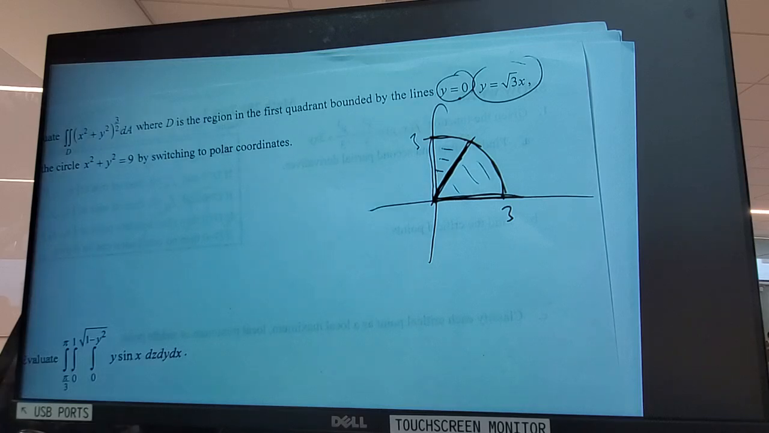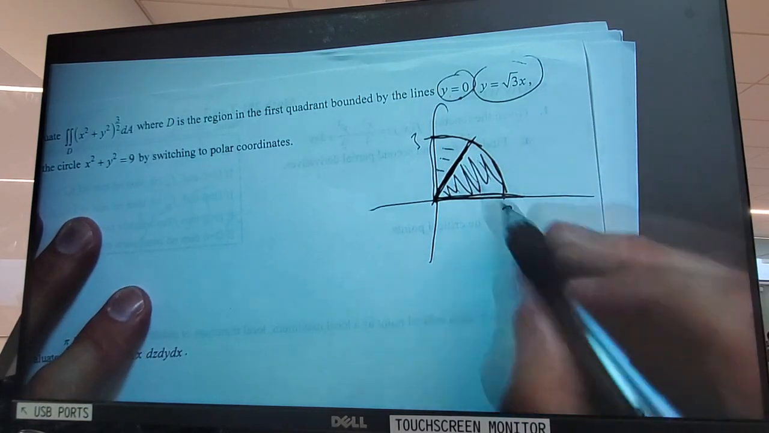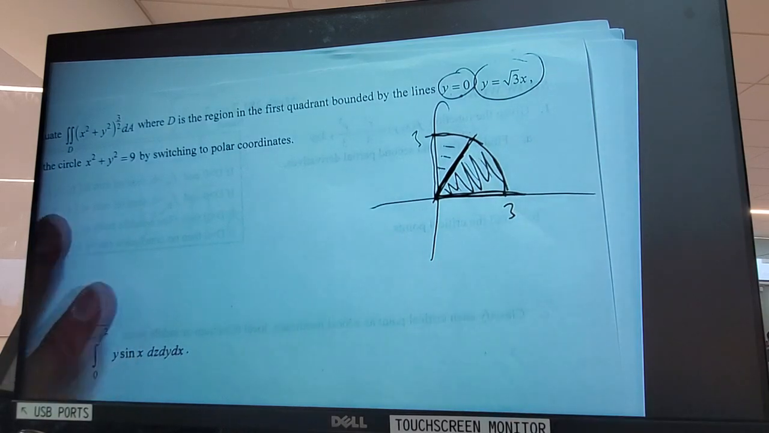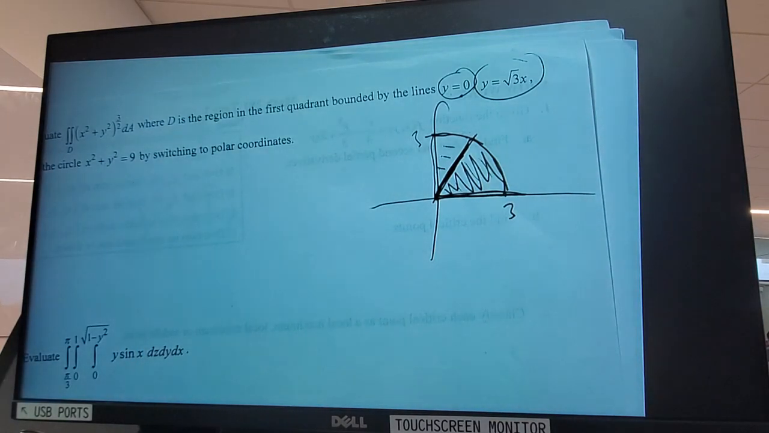How do I change this to r and theta, though? How do I figure out what theta is? Theta is very obviously, let's say, what is this one? This is this one. Does theta go to pi over 2? Pi over 2 would be here, right? But this is my region, yeah? So how do I tell where theta stops?